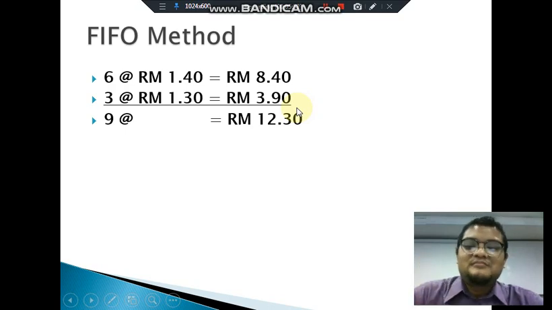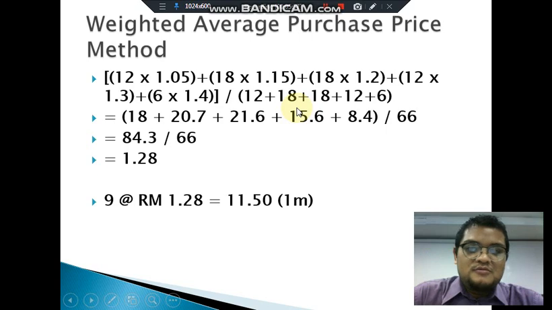Okay. Let us go to method number 2, weighted average purchase price. Guys, look at the title, average purchase price. So you need to get the average price of the item. So how do you get the average purchase price of the item?